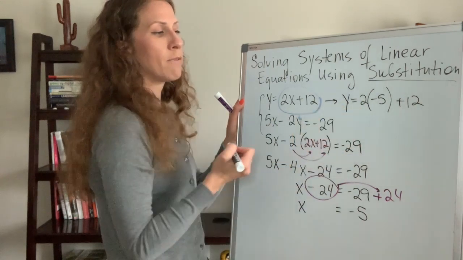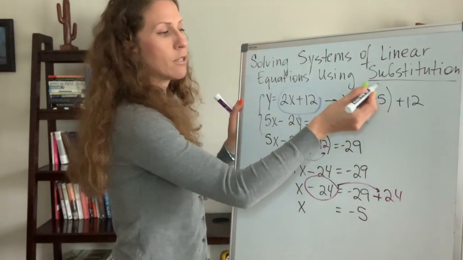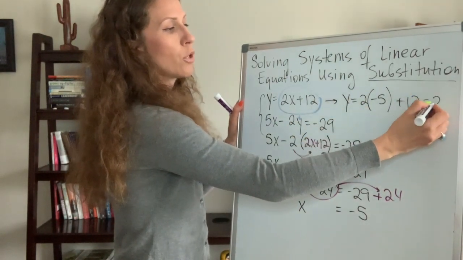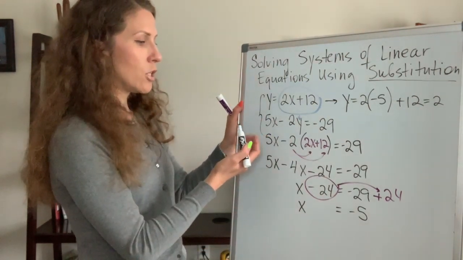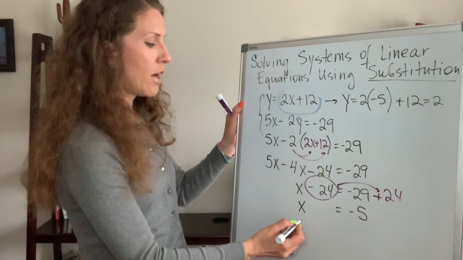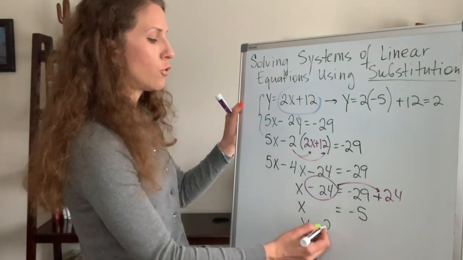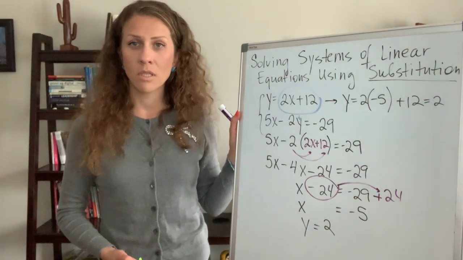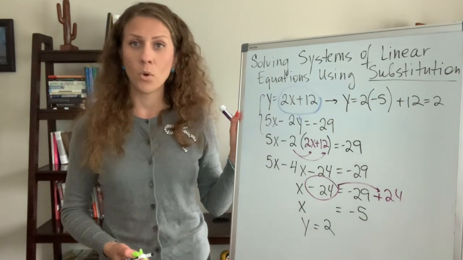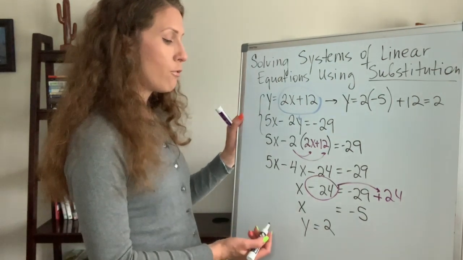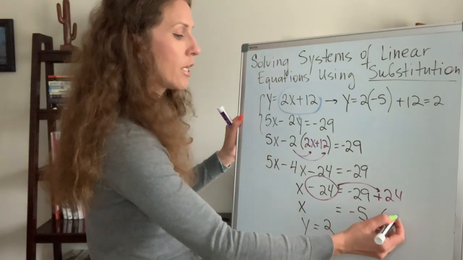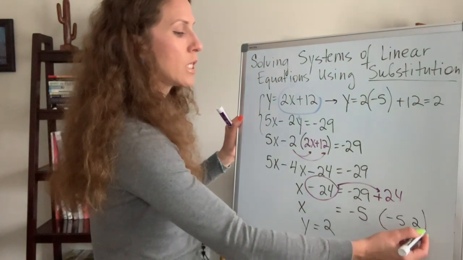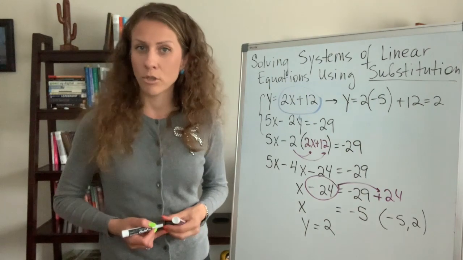2 times -5 is -10. -10 plus 12 is 2. So the solution to the system of these two linear equations is x equals -5 and y equals 2. And the solution to a system is often written as an ordered pair. So instead of writing x equals -5, y equals 2, you can write -5, comma 2 in parentheses. Remember, in an ordered pair, x always comes first.